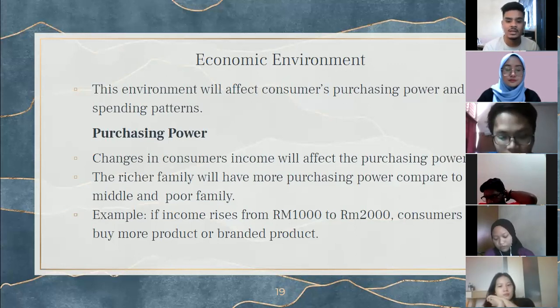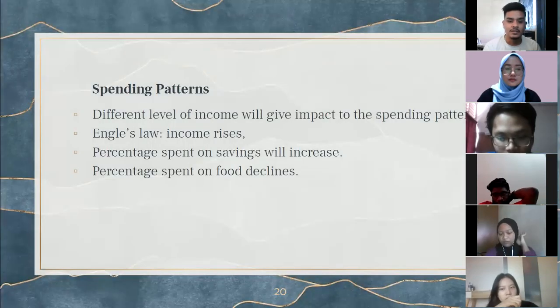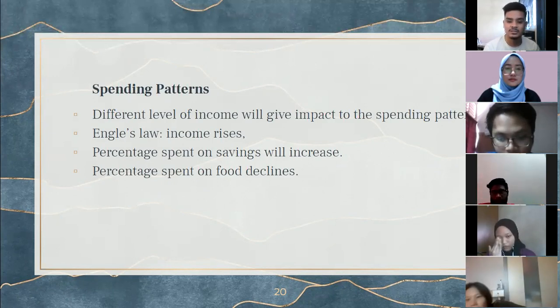For example, if income rises from 1,000 ringgit to 2,000 ringgit, consumers can buy more products and or branded products. Next. For the spending pattern, different levels of income will give impact to the spending pattern. From Engel's law, when income rises, the percentage spent on savings will increase and the percentage spent on food declines.